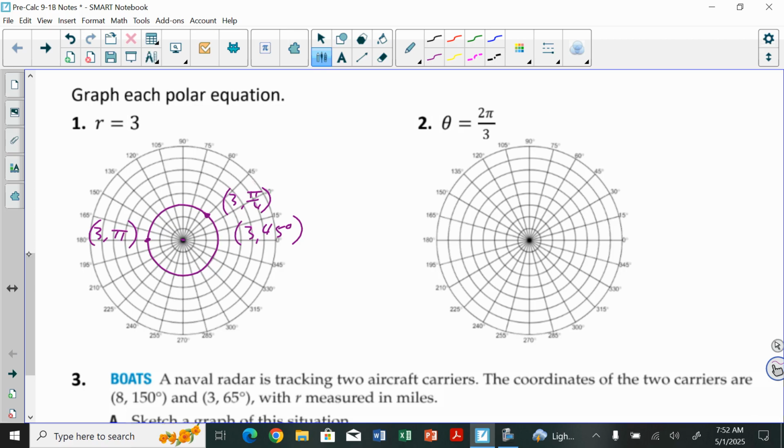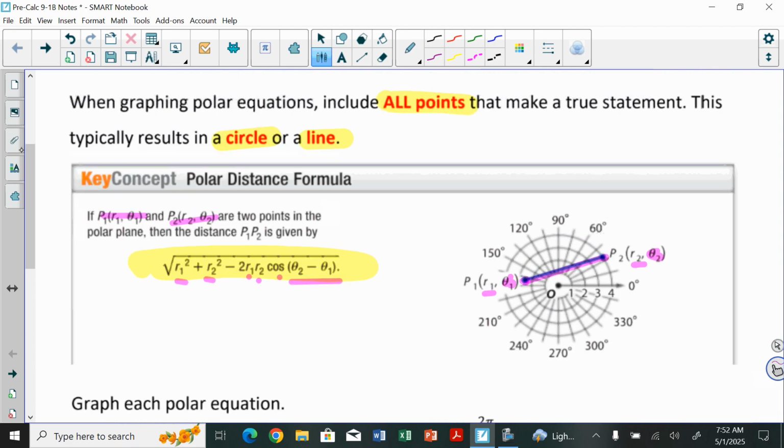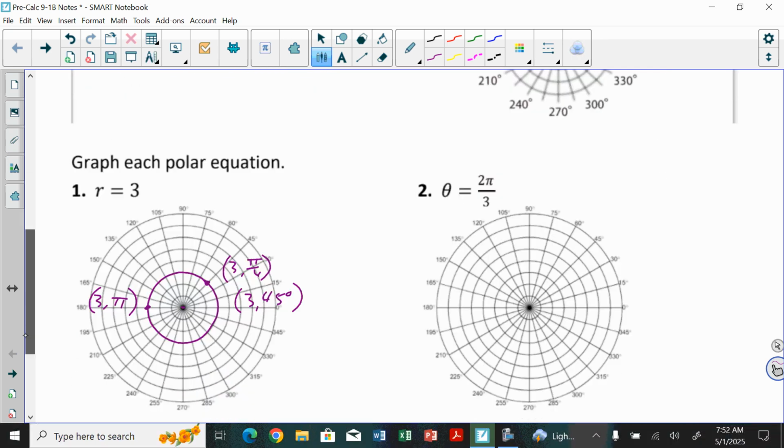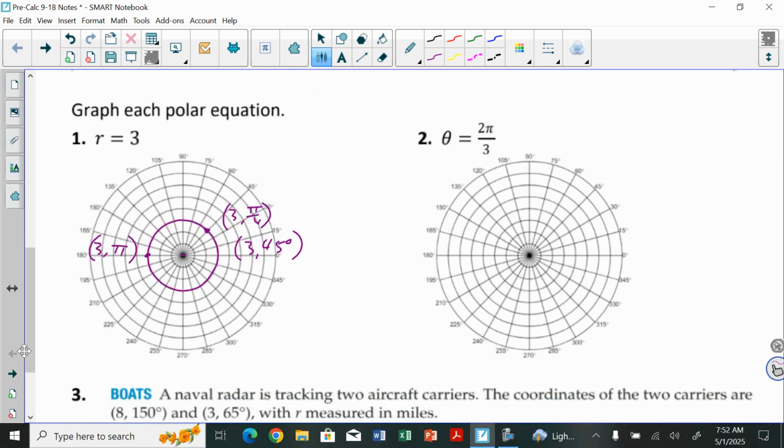Like we said, in that case, it's where it looks like a circle, like we said above, okay? Typically, it's going to result in a circle or a line. So let's do one where it looks like a line. In this case, we're in radians. Notice the difference. Here we have r equals, and we get the circle. Here we have theta equals, and this is where we're going to get the line.